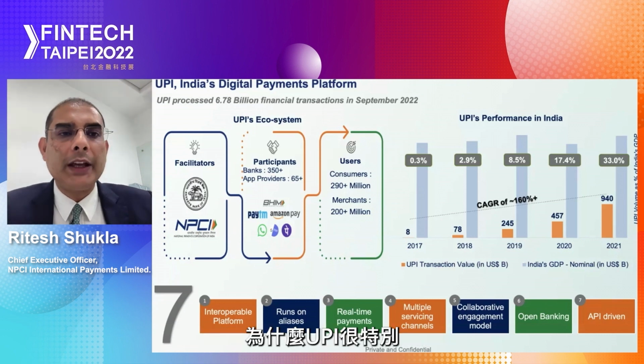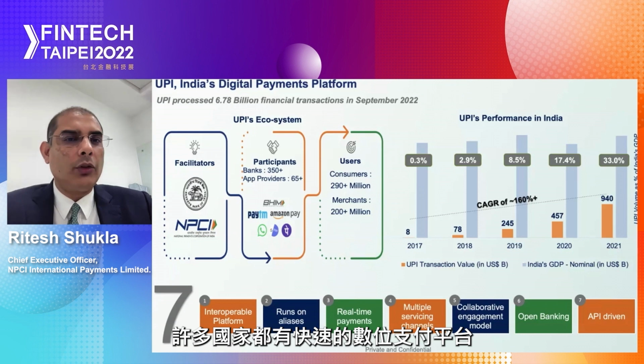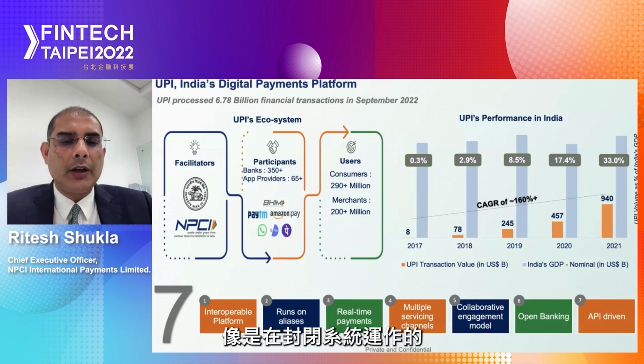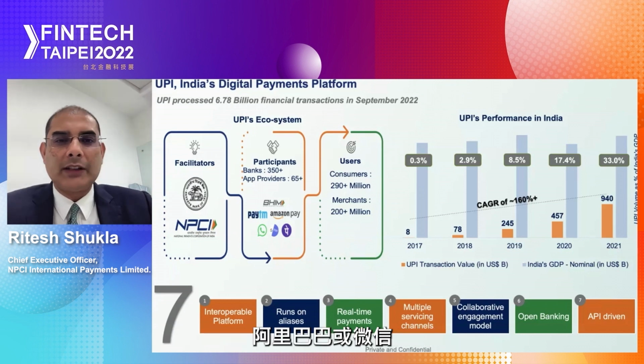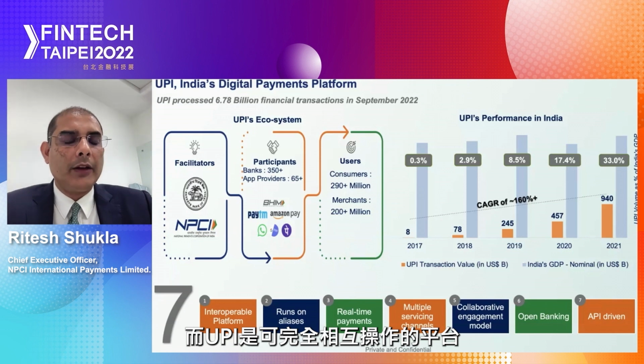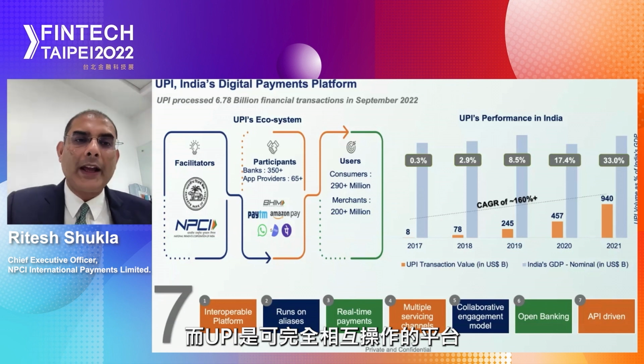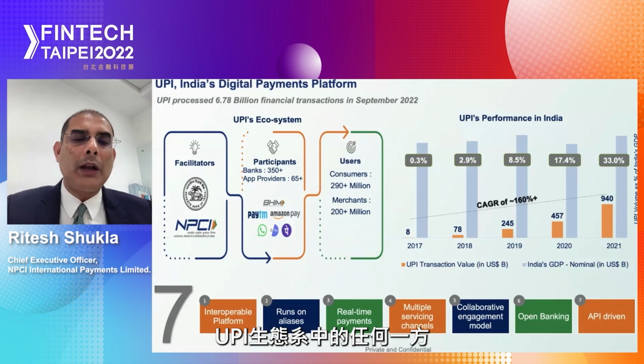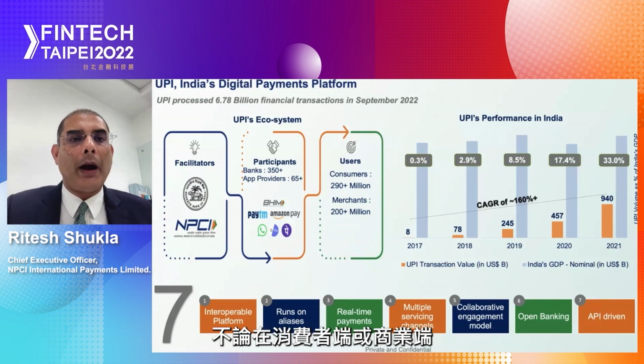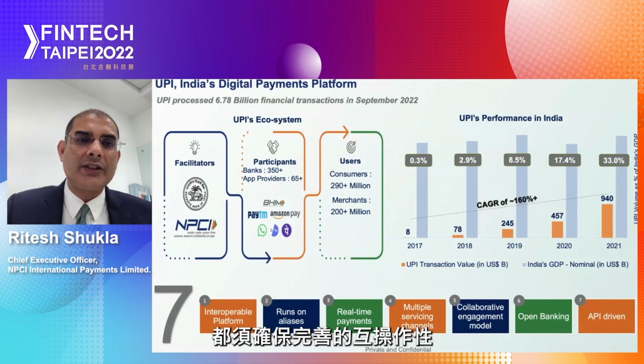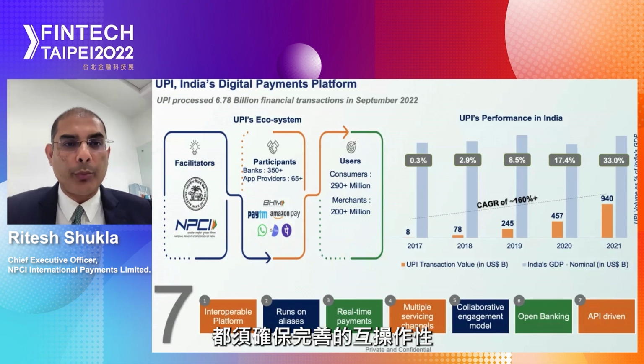Now, why is UPI unique? Because a lot of countries in the world have a fast digital payment platform. Like for example, there are platforms that operate in closed loop like Alipay or WeChat. But UPI as a platform is completely interoperable. So any player who participates in the UPI ecosystem on the consumer or the merchant side has to ensure complete interoperability.